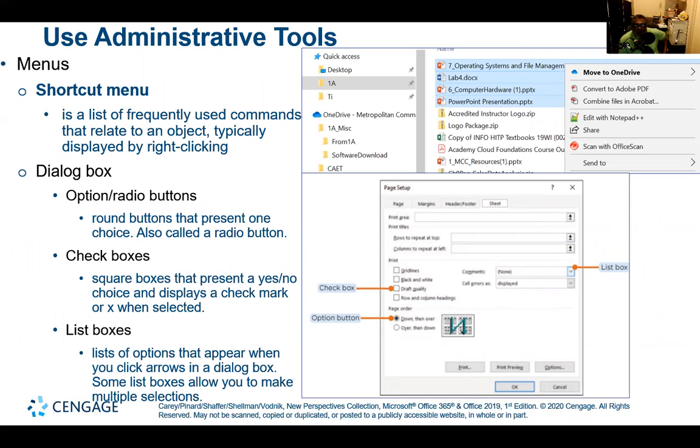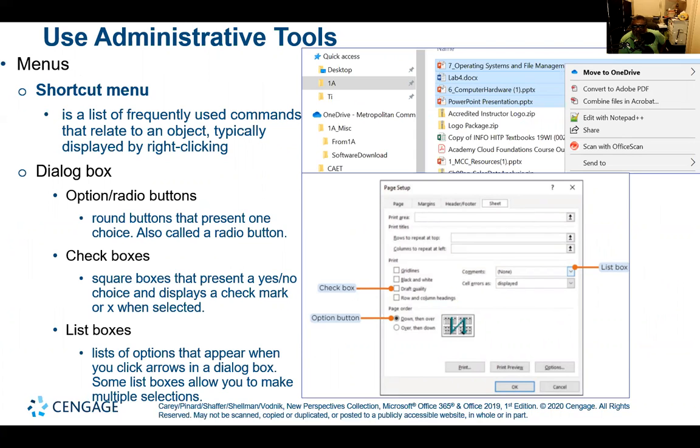Shortcut menu is a list of frequently used commands that relate to the object, typically displayed by right-clicking. Dialog boxes are options where there are radial buttons. Radial buttons only allow you to select one button, that's it. Round buttons that preset one choice, also called a radial button.